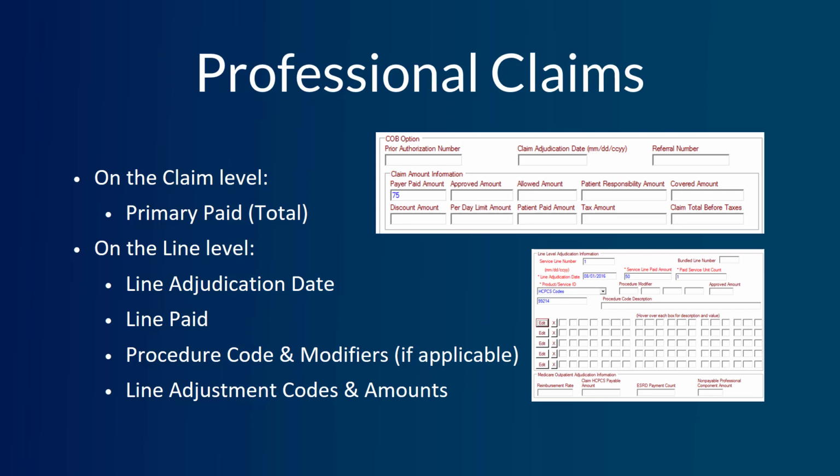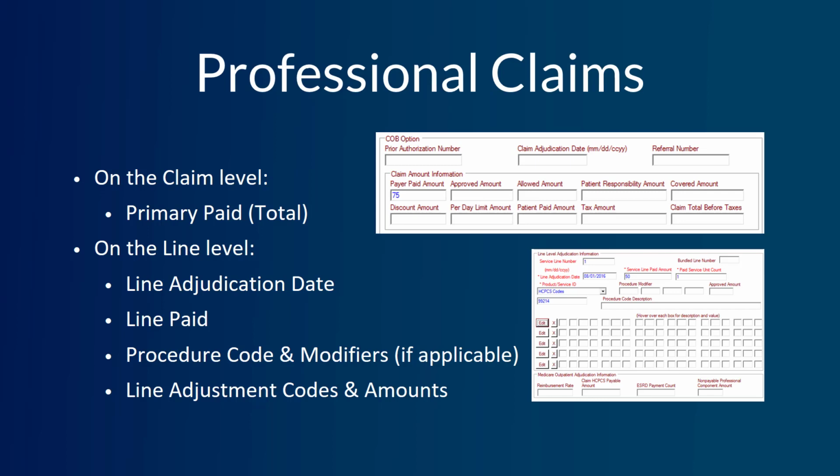Now, the line adjudication date is pretty much going to be the same thing as the check date or the claim adjudication date that came back on that EOB or 835. The only time that you'll see different line adjudication dates on different service lines is pretty much if you're mixing and matching different EOBs and 835s on the same COB claim. That can get fairly messy and it's a little harder to keep track of, so I don't necessarily recommend it, but it is possible.